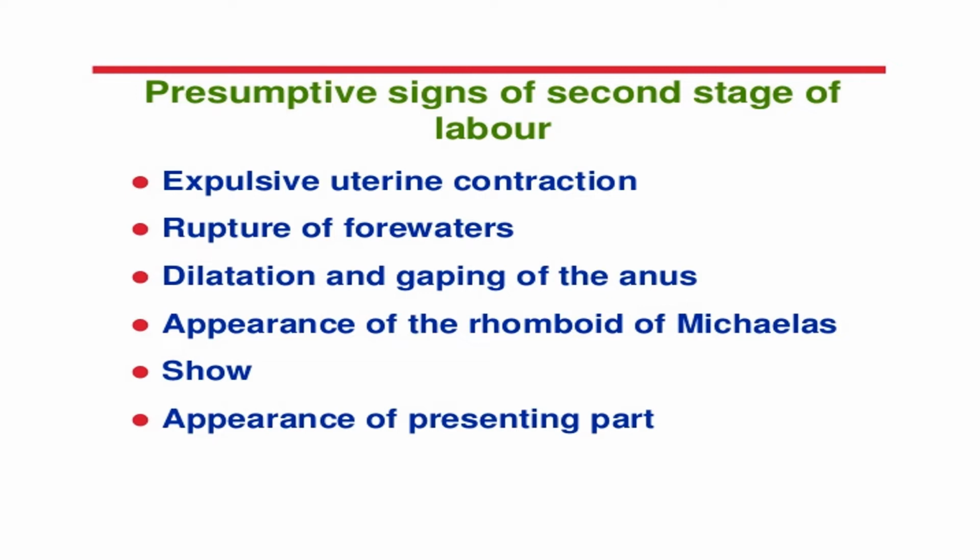Already I have told you that the second stage of labor is from the 10 centimeter dilatation of the cervix to the expulsion of the baby. For the details related to the duration, see the previous video about the first stage of labor. So anyway, these are the presumptive signs of the second stage of labor. If these signs are there, you should suspect, or you can make sure, that the second stage of labor has started, and you should make arrangements for receiving the baby.